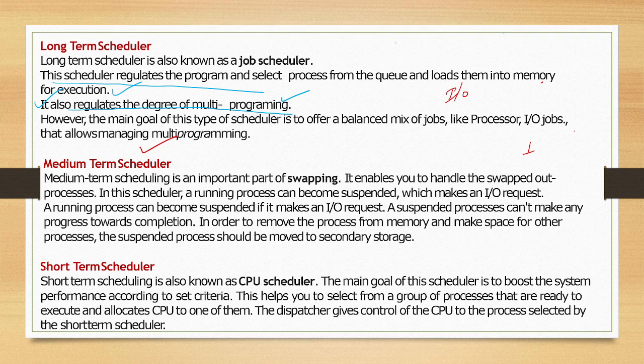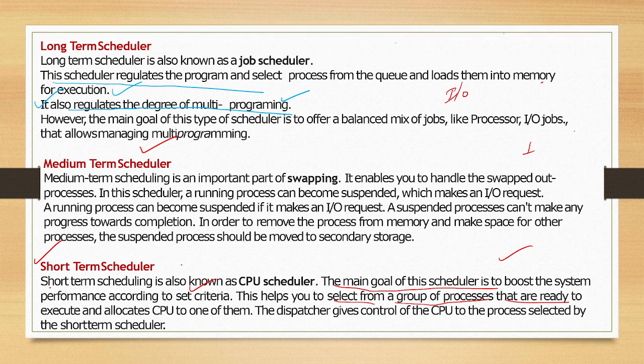We will see first the short-term scheduler. What is this short-term scheduler? It has another name, that is called the CPU scheduler. CPU scheduler means the main goal of this scheduler is to boost the system performance according to set criteria. It selects from the group of processes that are ready to execute.